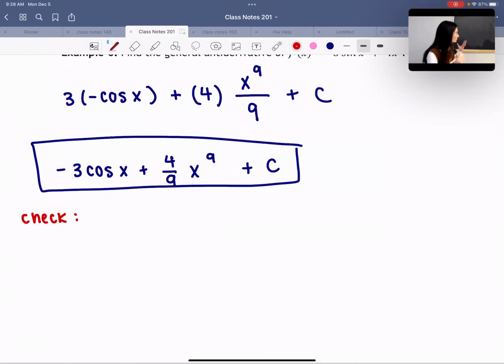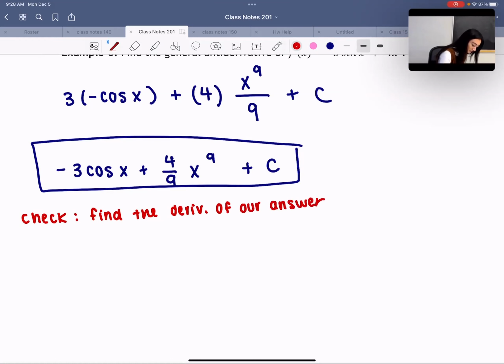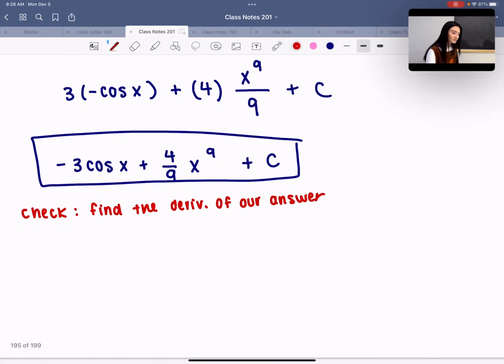Now, to check, we literally find the derivative of our answer. What's the derivative of -3 cosine? -3 times negative sine. Good. What's the derivative of 4/9 x to the 9th? Well, 4/9 stays on the outside. What's the derivative of x to the 9? 9x to the 8th.